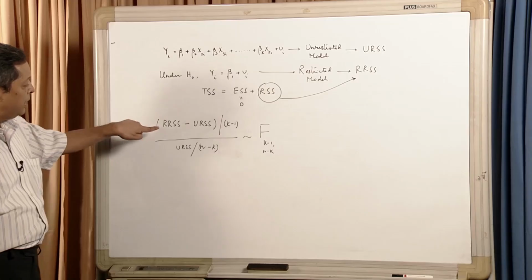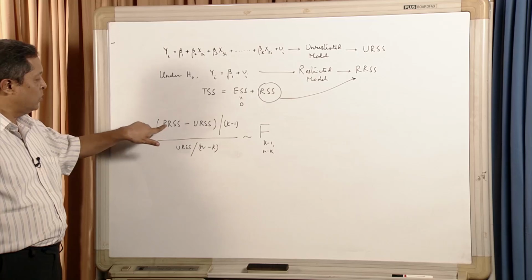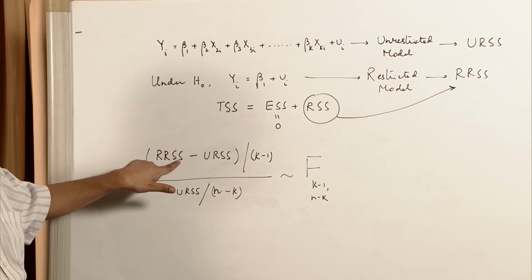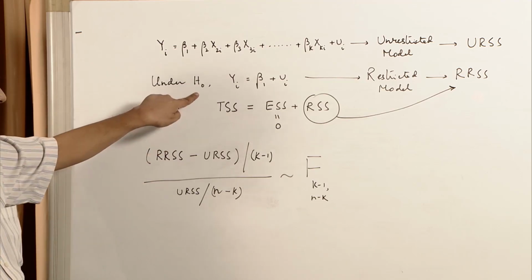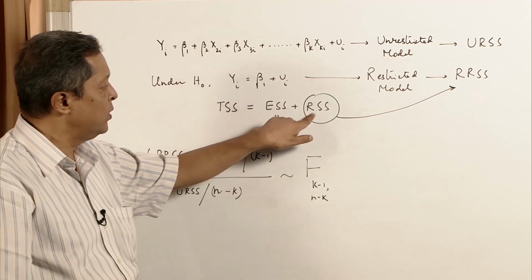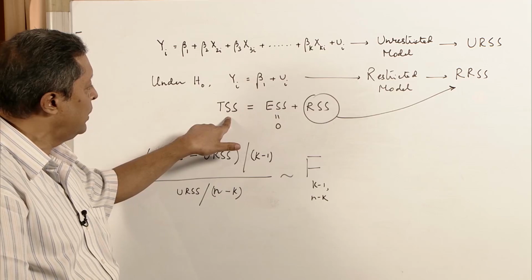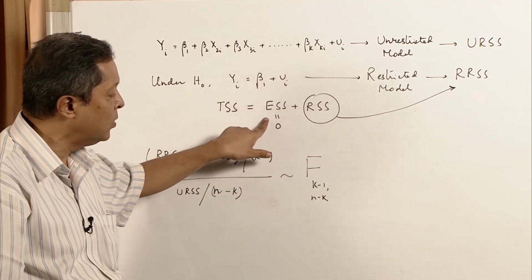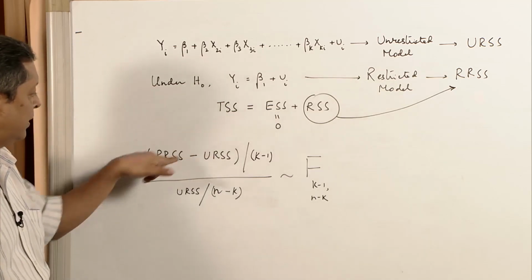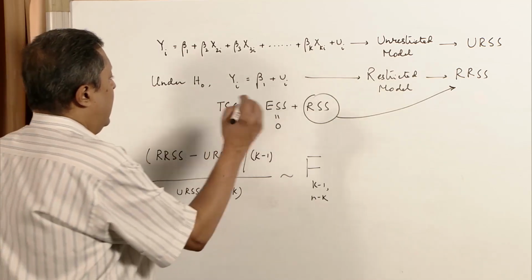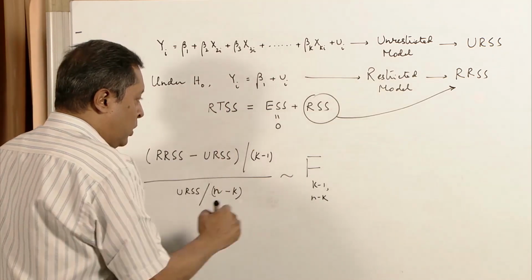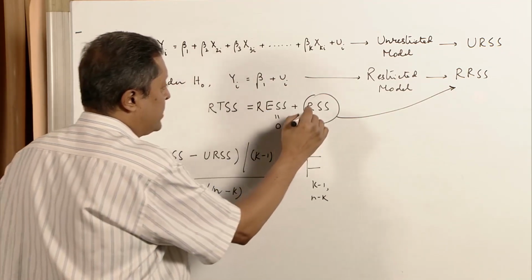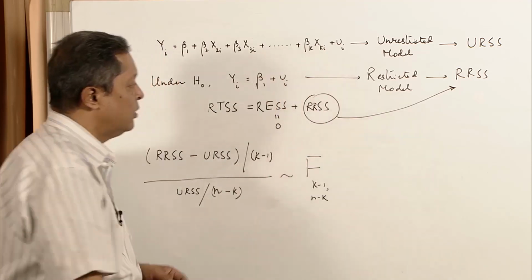Now, let us probe deeper here. What is this? This is the restricted residual sum of squares, from the restricted model. What is the residual sum of squares in the restricted model? It is nothing but the total sum of squares, because the explained sum of squares is equal to 0. So, let me write: restricted model total sum of squares, restricted model explained sum of squares, and restricted model residual sum of squares.